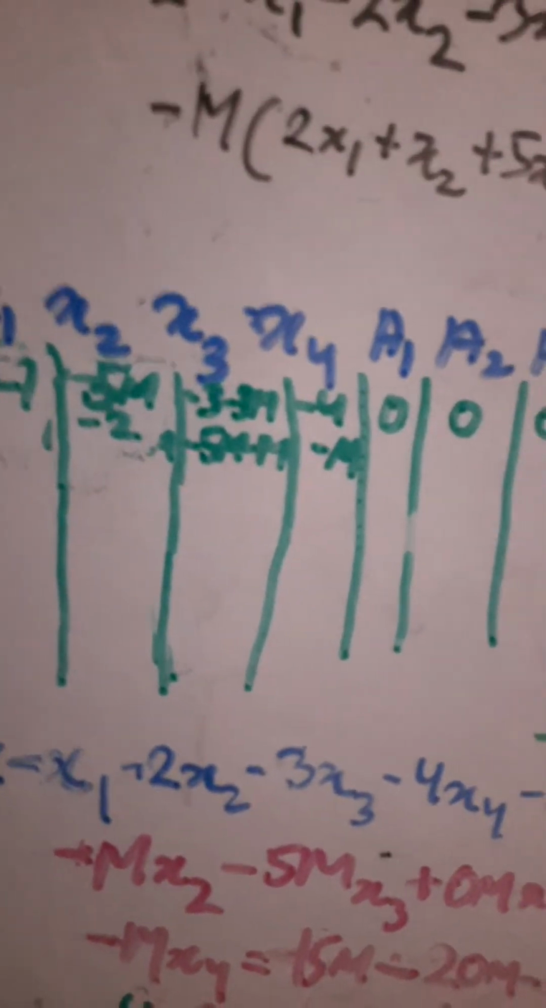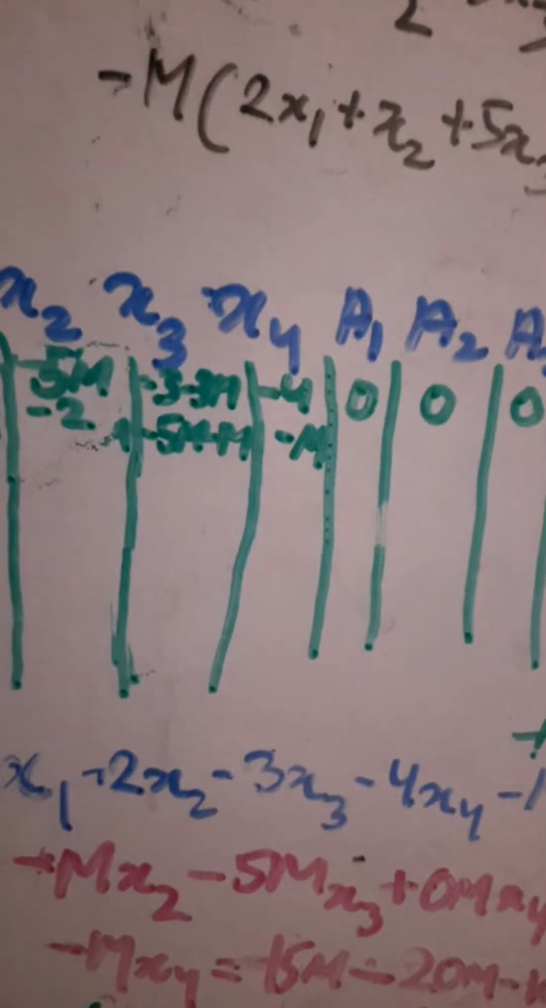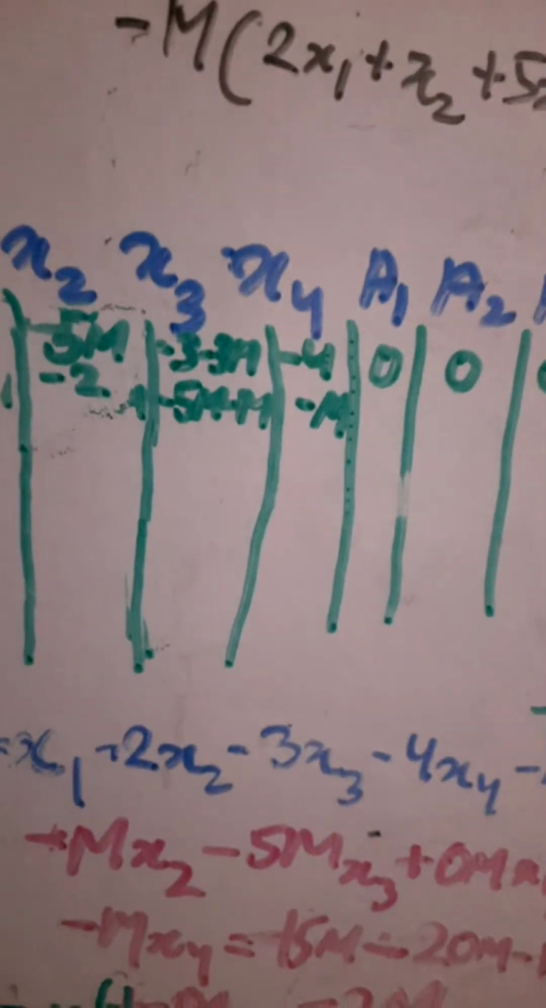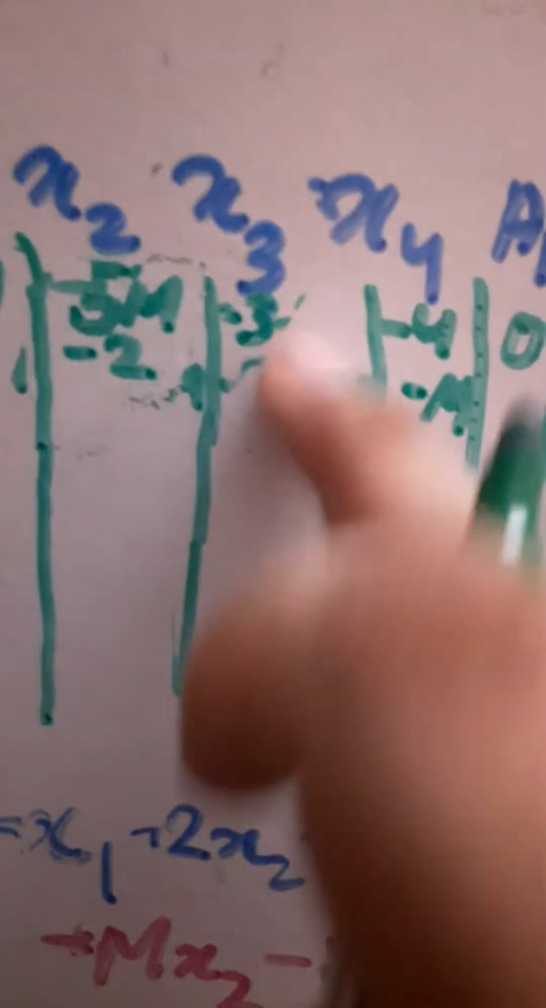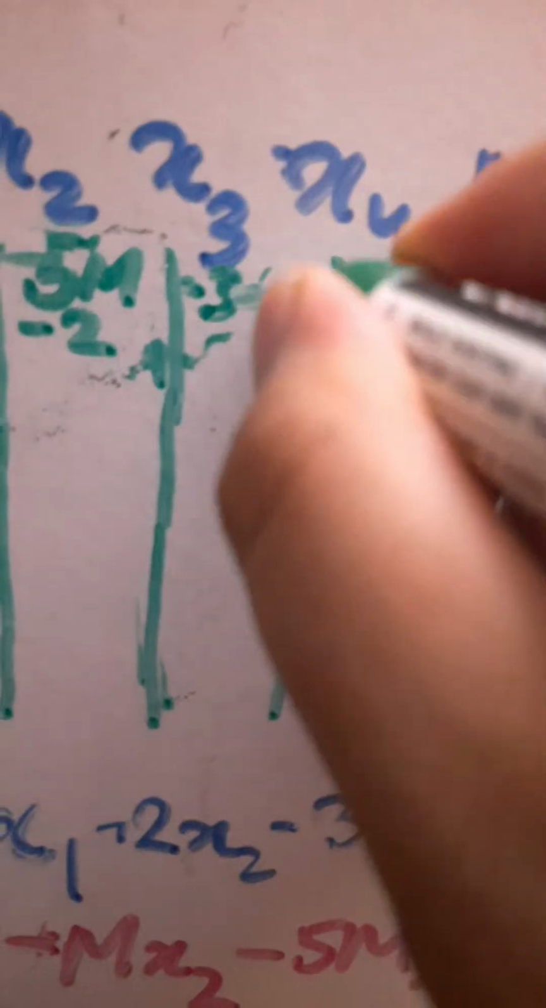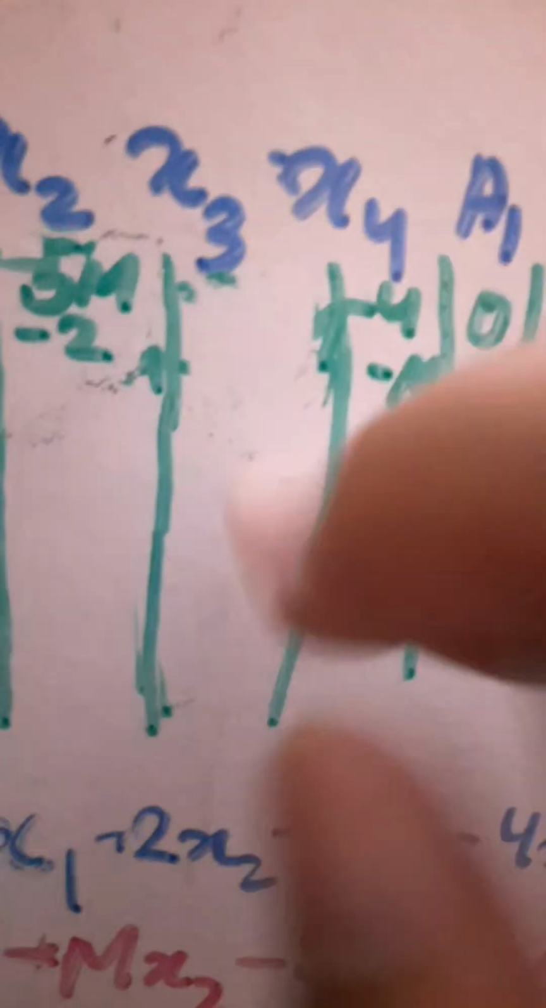Minus 3 minus 3 minus 5m minus m. So it would be minus 8m minus 9m. Minus 3 minus 9m. Wait a second.